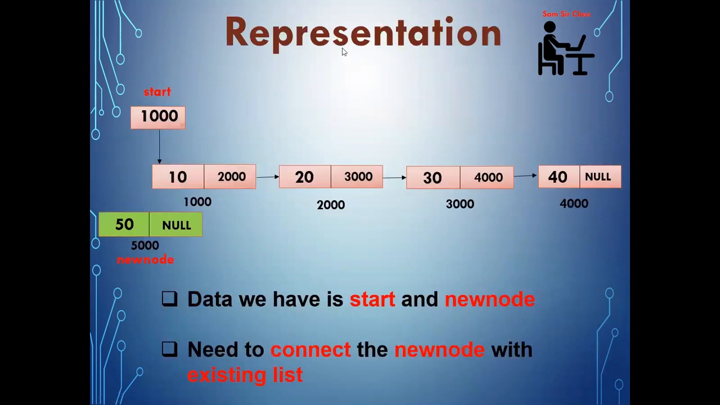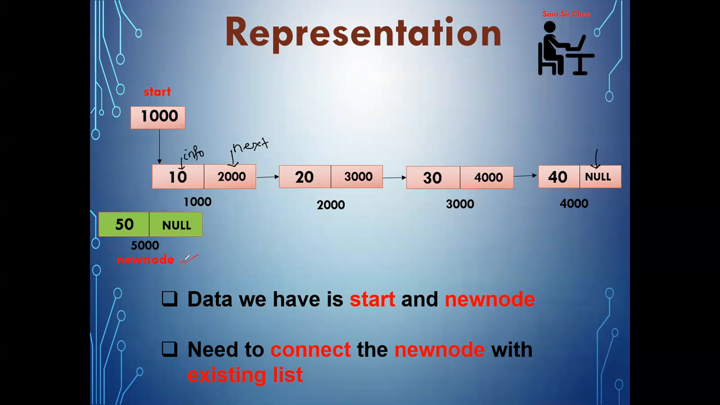Now, if you represent a single linked list, it will look like this: a collection of multiple nodes. Every node will contain some value in the info part, and it will keep the address of the next node in its next part. And finally, the last node's next part will contain null to represent that there is no more node present after this node.